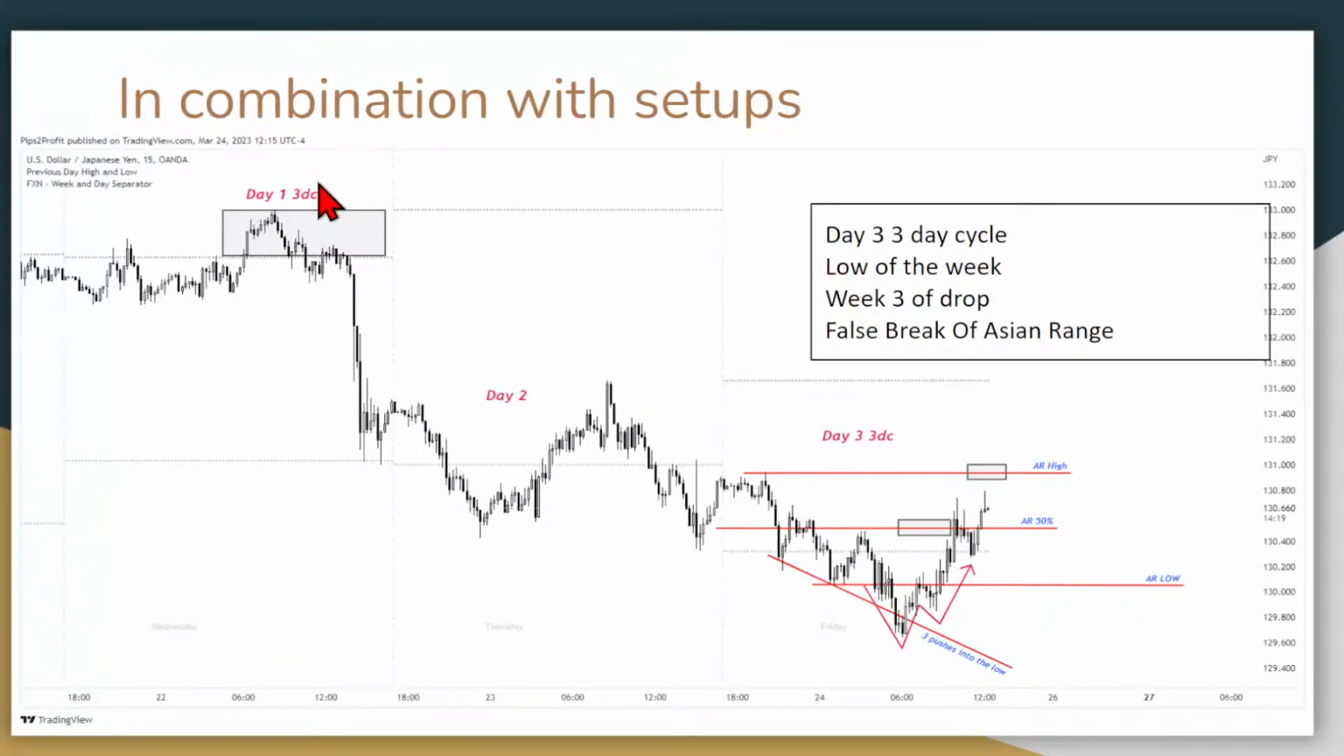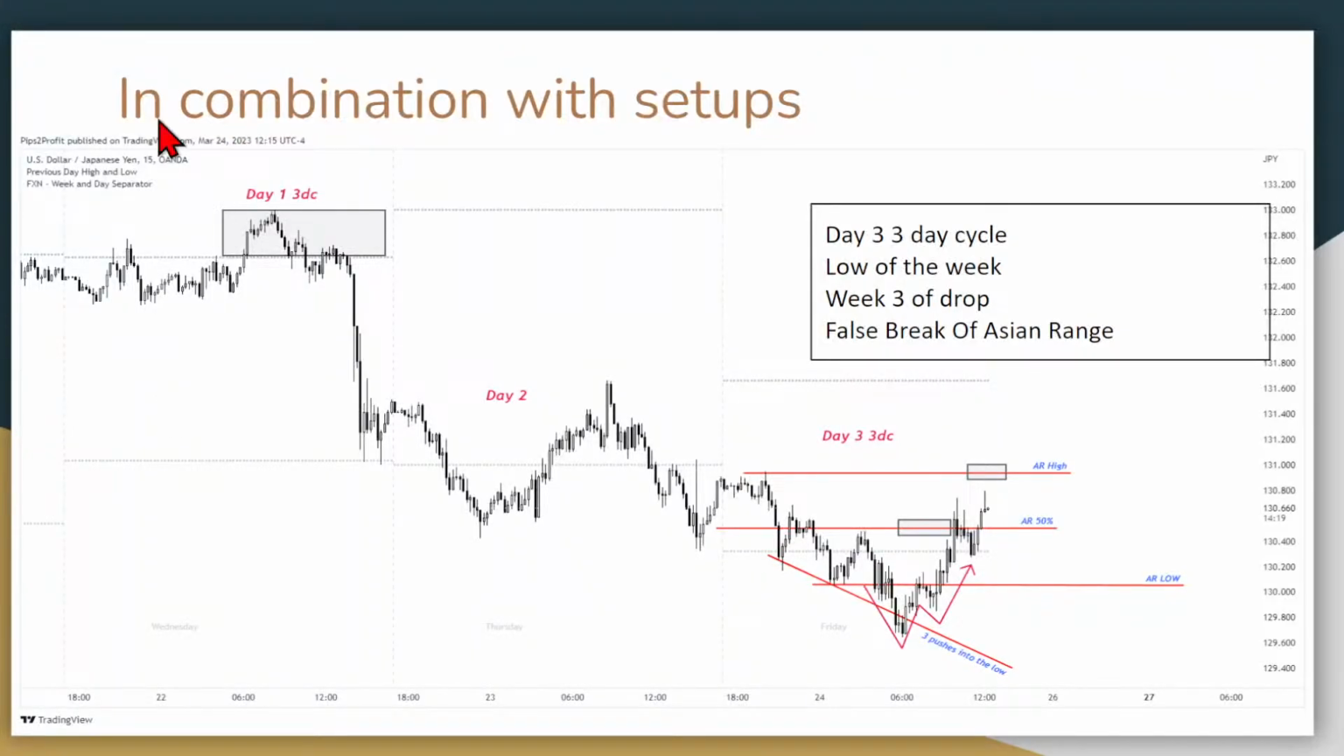So I'm going to go through and do some weekly template stuff and really try to narrow in and hone in on using this range in combination with setups. This is US dollar, Japanese yen, 15-minute chart. And on the chart, you can see my days of the week, and these lines represent the previous day's high and low.